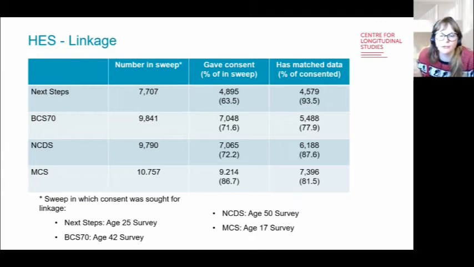So consent for linkage was sought at different sweeps for the different cohorts. For Next Steps, it was age 25, for BCS70, age 42, NCDS age 50, and MCS age 17. Just under 2/3 of Next Steps consented, and of those, most were matched with at least one data set. In BCS70, 70% were consenting, and 78% of those were matched with at least one data set.